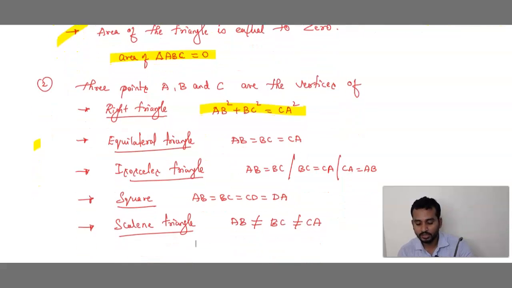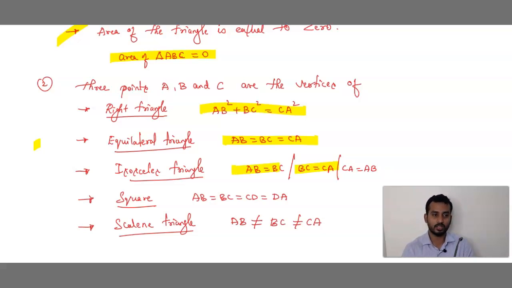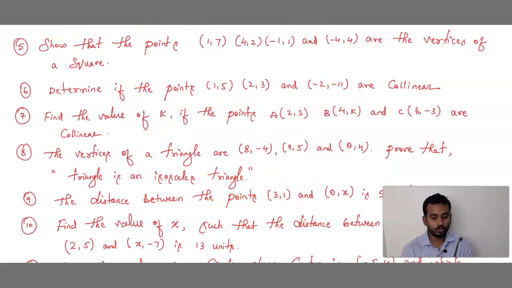Next, if you want to call it an equilateral triangle, then all the three sides should be equal. If you want to call it an isosceles triangle, then any two sides should be equal. Either AB should be equal to BC, or BC should be equal to CA, or CA should be equal to AB. If you want to call it a square, then all the sides should be equal. If you want to call it a scalene triangle, then all the three sides should be unequal, they should be different. Is this clear? This is a very, very, very important note. You should not forget this note as well as these conditions. Yes, children, I want you all to solve all these problems.